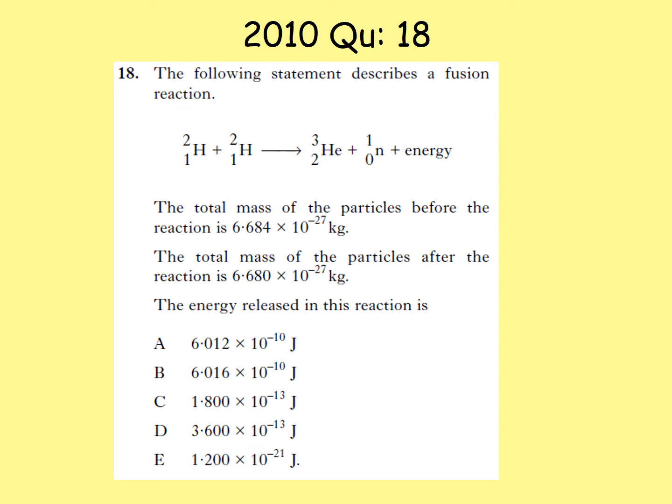2010, question 18. We're given the total mass of the particles before the reaction, the total mass of the particles after the reaction, and we need to calculate the energy released. We're simply working out the difference between the two masses and then applying the equation E is equal to mc squared. If you do that, you find the value to be D.